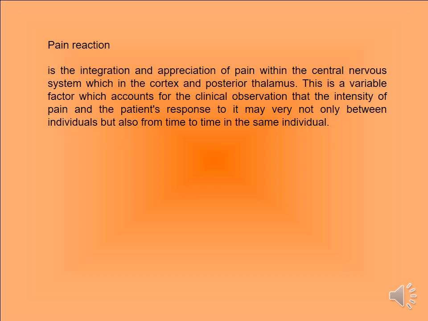The second part of the pain reaction. What occurs after the pain is formed in the body is integration and appreciation of pain within the central nervous system, which is the cortex and posterior thalamus. This is a variable factor which accounts for the clinical observation that the intensity of pain and the patient's response to it may vary not only between individuals but also from time to time in the same individual.